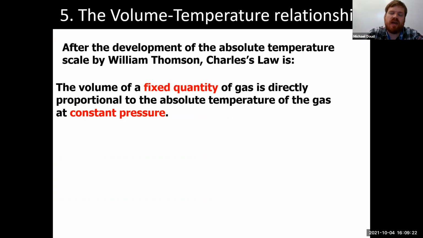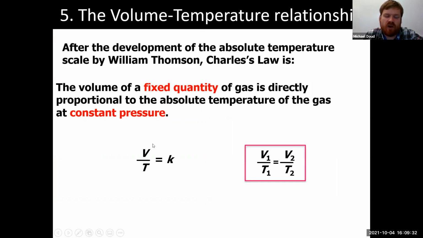exactly the relationship. And the relationship is this: the volume of a fixed quantity of gas is directly proportional to the absolute temperature of the gas at constant pressure. In other words, the volume divided by temperature for a given gas at a constant pressure is constant. Or the way we write it more often is that the initial volume divided by the initial temperature of a gas is equal to the final volume divided by the final temperature of the gas.